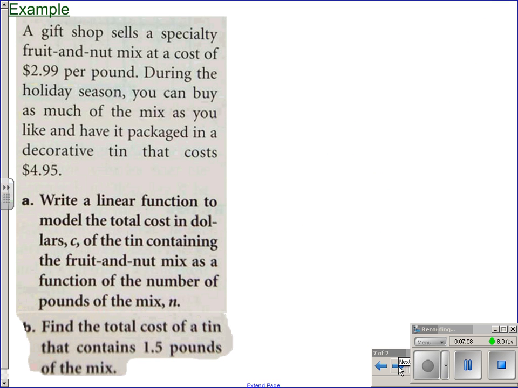Okay. Go ahead, hit pause. Try this problem out on your notes. We'll talk about it first thing in class.